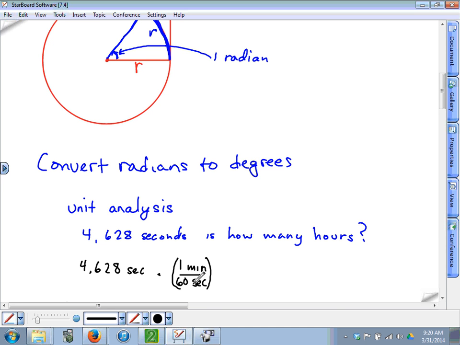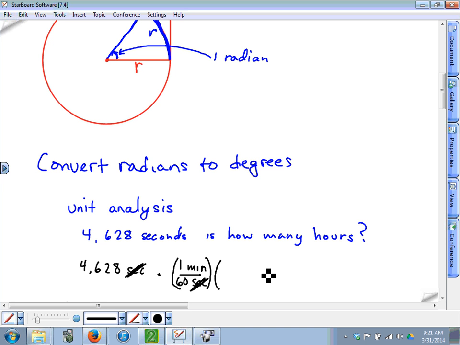Now, notice the order I put this in. Why did I put 1 minute over 60 seconds and not 60 seconds over 1 minute? Because that would have been the same thing, true. What is it we're trying to cancel? Seconds. I want to cancel seconds, so I put that on the bottom. So since we're dividing, now we're in terms of, what are we in terms of? We're no longer in terms of seconds, we're in terms of minutes. But what was the question I asked? How many hours?